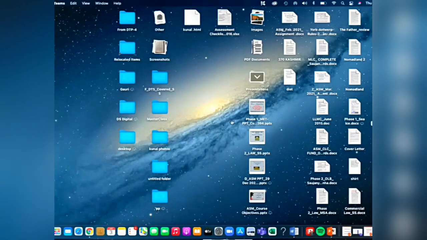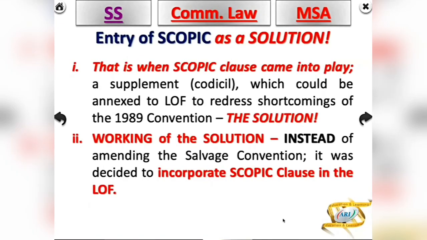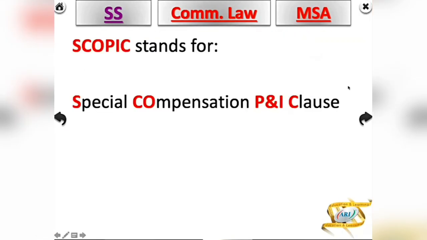Where will you find this form on the ship? Always remember, beta, it is part of the slide. Yes, I can see. We had image. This is where you pick what is the full form of SCOPIC. You can memorize it, fine. Otherwise, in your exam, write SCOPIC is good. Actually, this is wrong. When SCOPIC came in, SCOPIC with special compensation P&I clause.